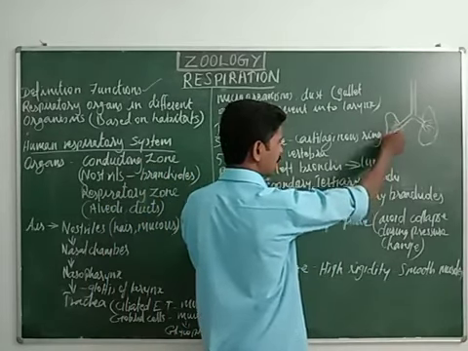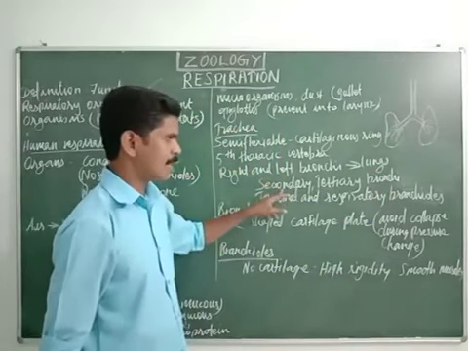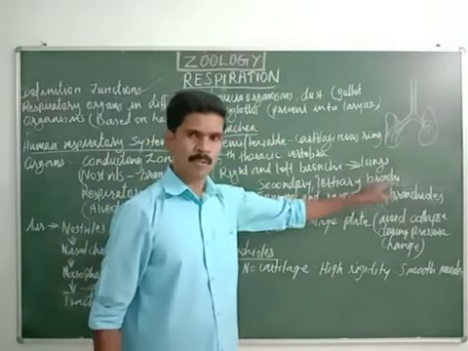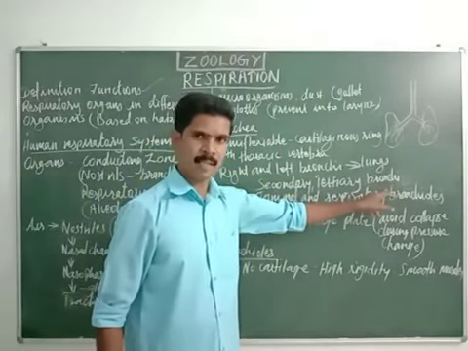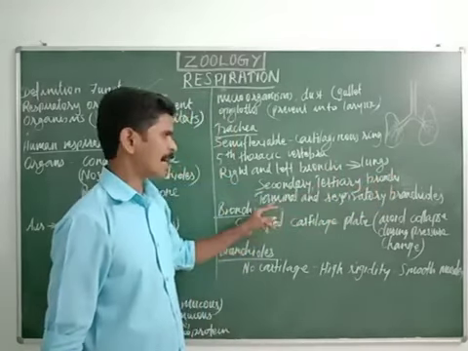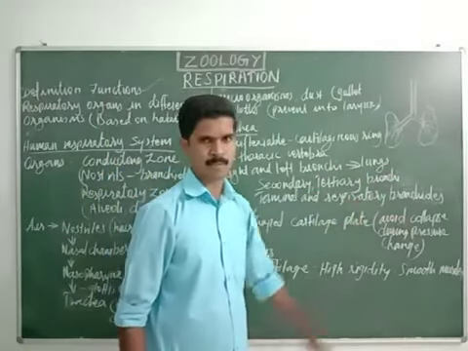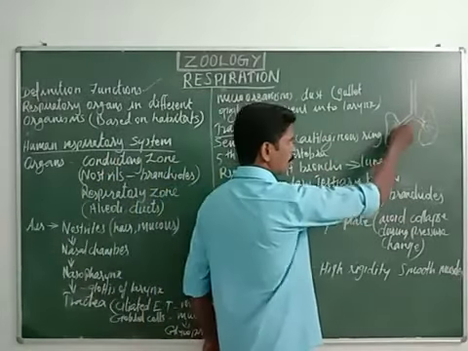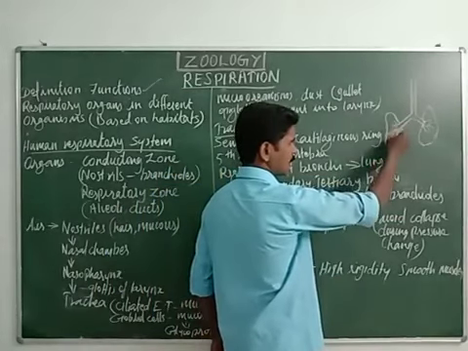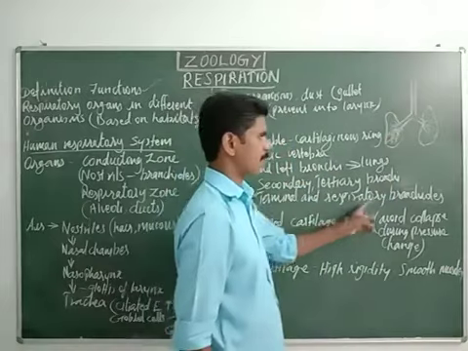Then inside the lungs, these two branches are again divided into secondary and tertiary branches. Then the secondary and tertiary branches are again divided into terminal and respiratory bronchioles. So just imagine the branching: the secondary and tertiary branches, and next the terminal and respiratory bronchioles.